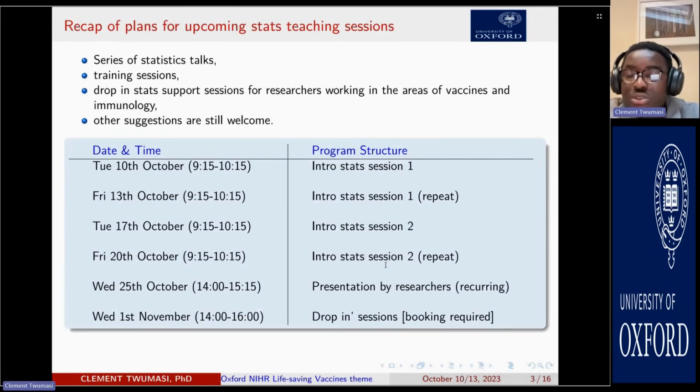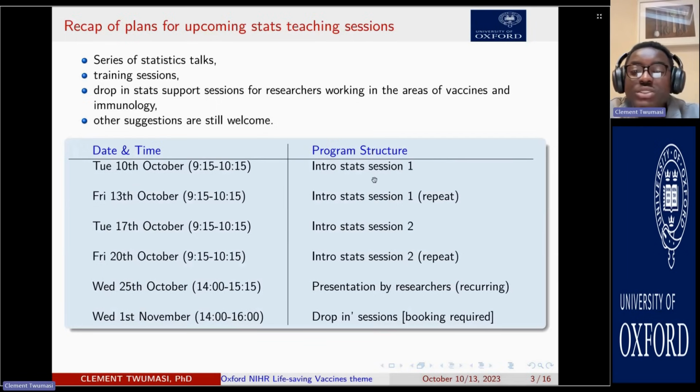It's also subject to opinions, and we are happy to take feedback as well. There were also plans of having a drop-in session where, if anyone has a statistical query, they could book a session and we'll take it from there. Again, we need feedback on how to optimize time, given that we have researchers across different disciplines within the Department of Medicine.